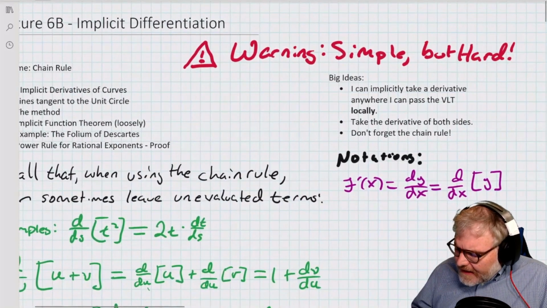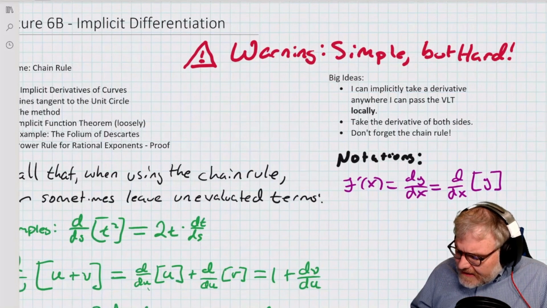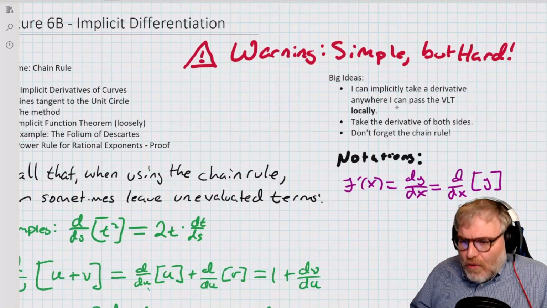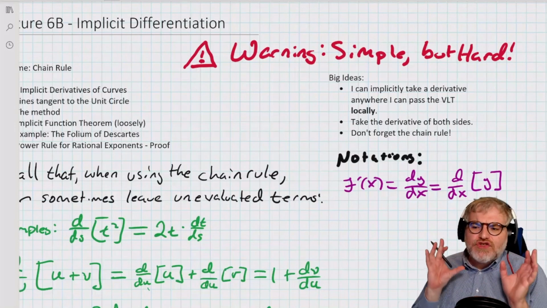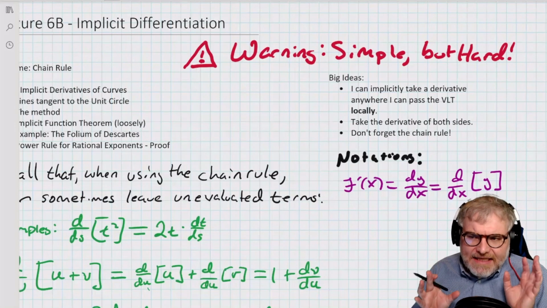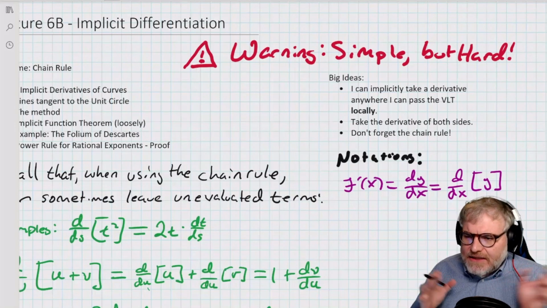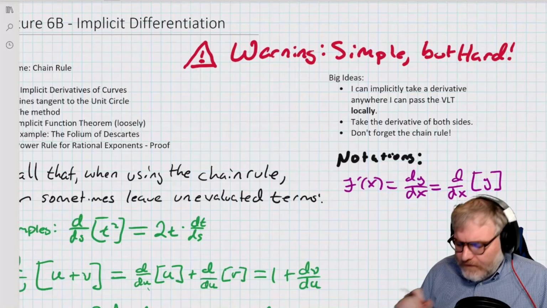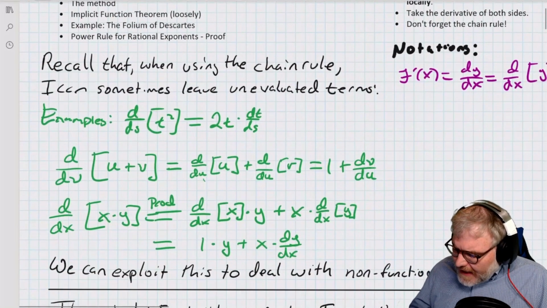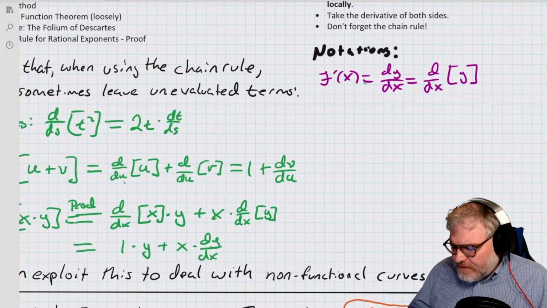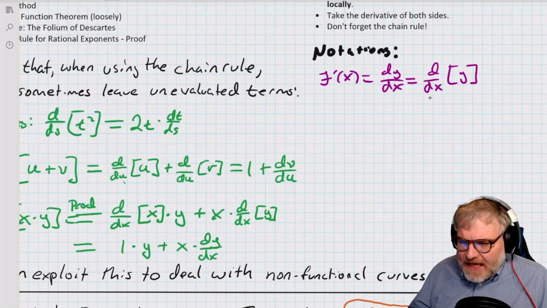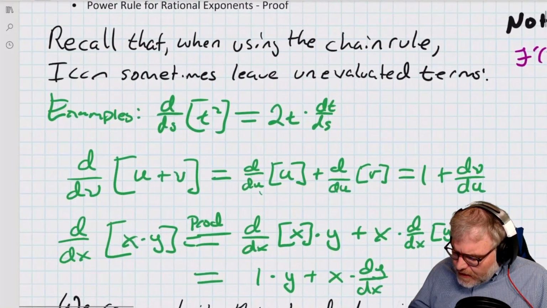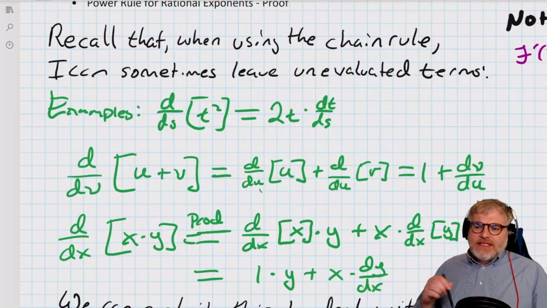So these are the big ideas. I can implicitly take a derivative anywhere I can pass the vertical line test locally. So if I can make my graph small enough, I can take an implicit derivative. What I do is I take the derivative of both sides and I never forget the chain rule. The chain rule is what's driving all of this. So let's look at that. And remember the notation, f prime of x equals dy over dx equals the derivative with respect to x of y.